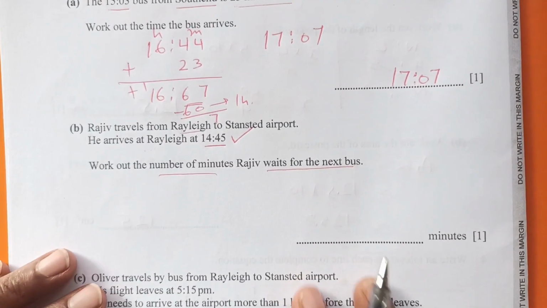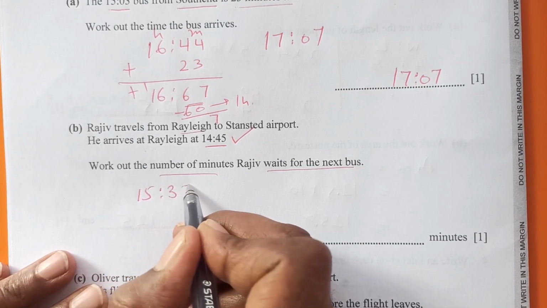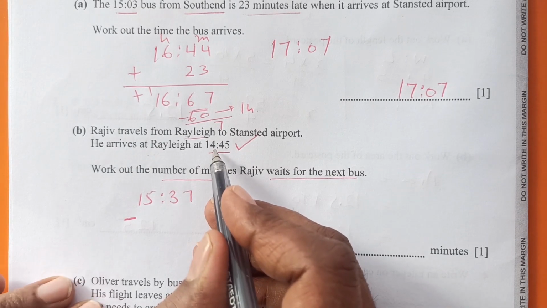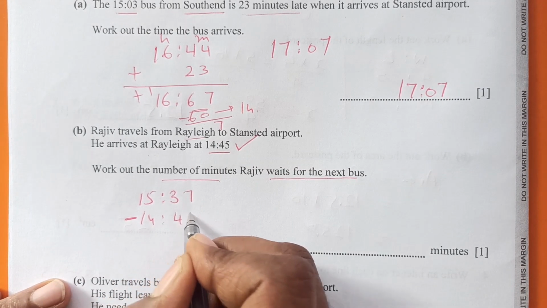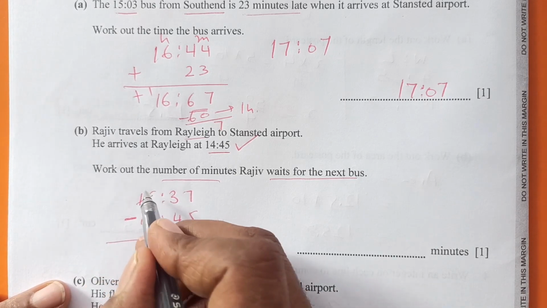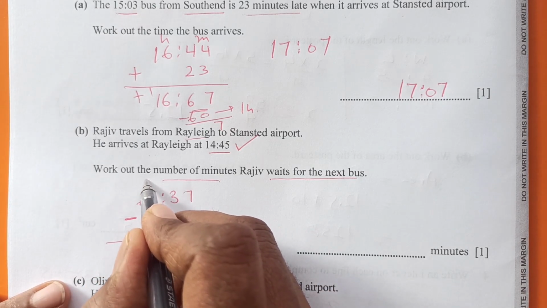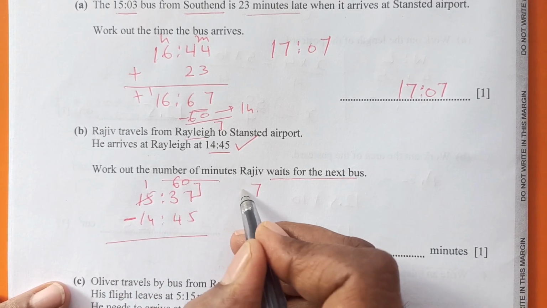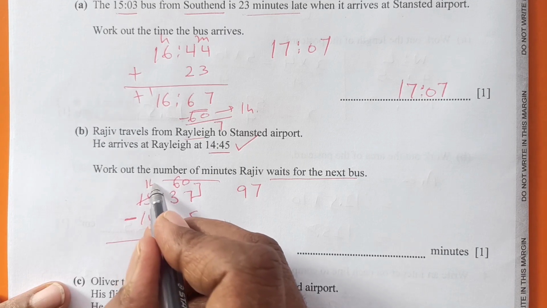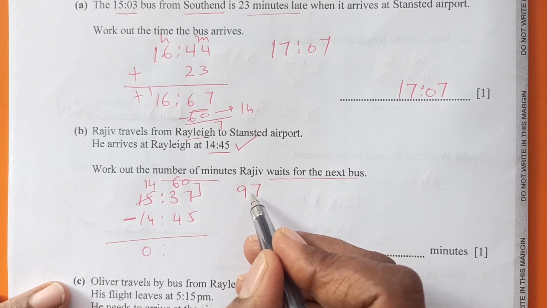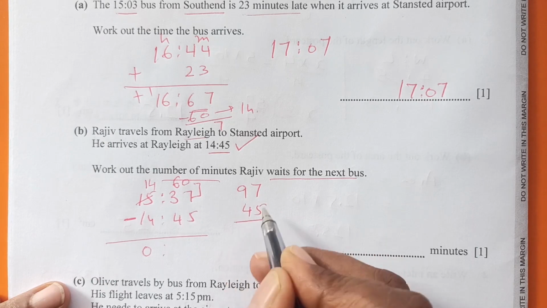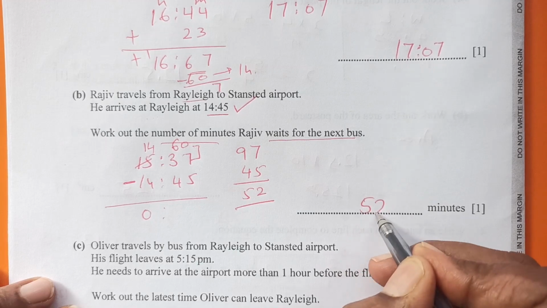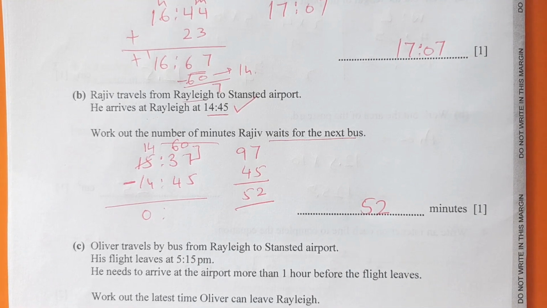So that means 15:37 minus 14:45. When these are hours and these are minutes, 1 hour from here becomes 60 minutes here. So when you add, this becomes 97. And this is 14, this will remain 14, this will become 0 here. So 97 minus 45 is 52. So he will have to wait for 52 minutes to get the next bus.